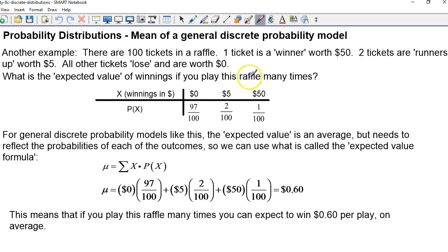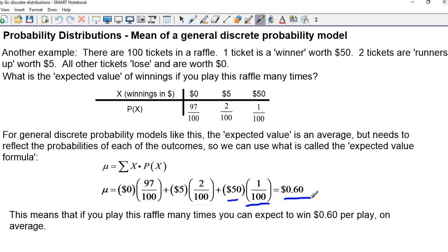So the definition of what we call the expected value is given by the expected value formula. We take a sum of each data value times its probability, so that it's weighted by its probability. So the mean value, the expected value, would be 0 times the probability 97 out of 100, plus the value 5 multiplied by 2 out of 100, plus 50 times 1/100th, and that turns out to be 60 cents.